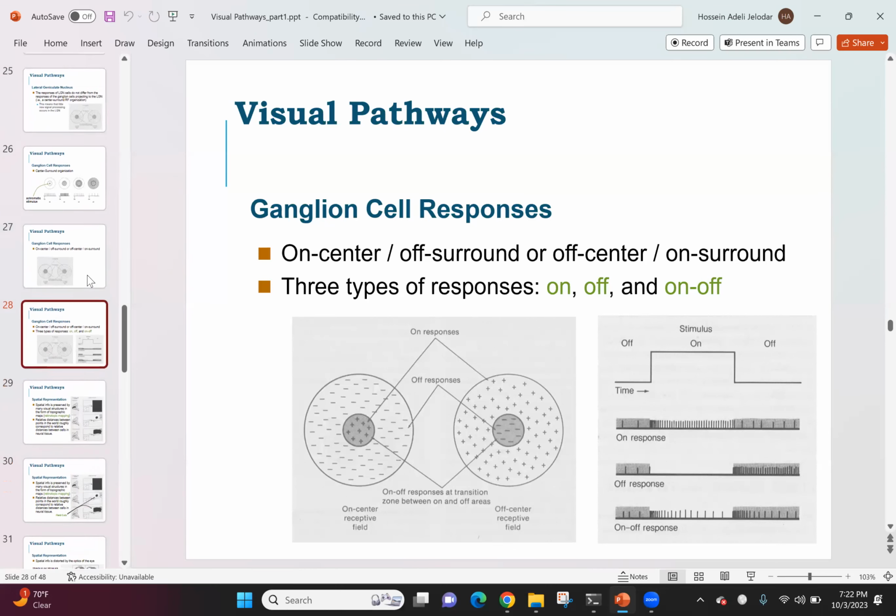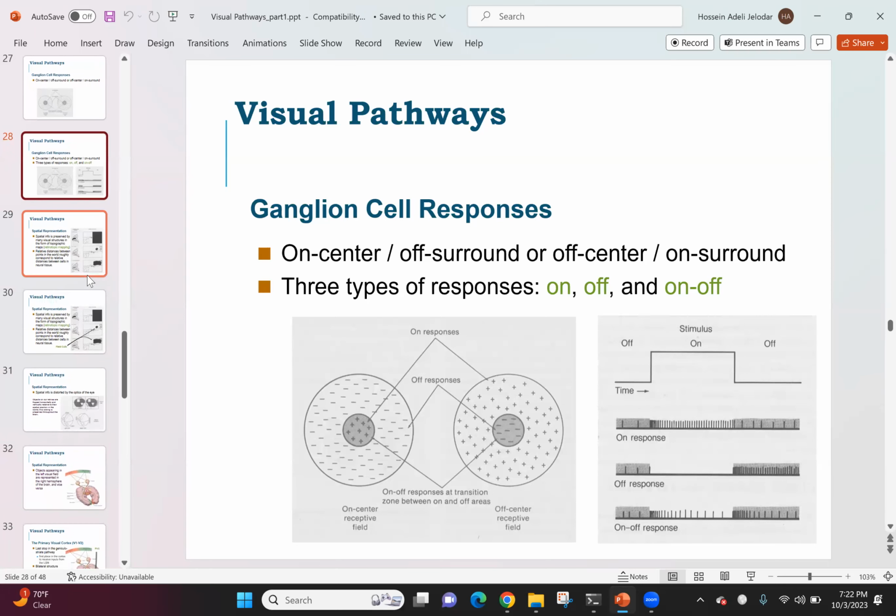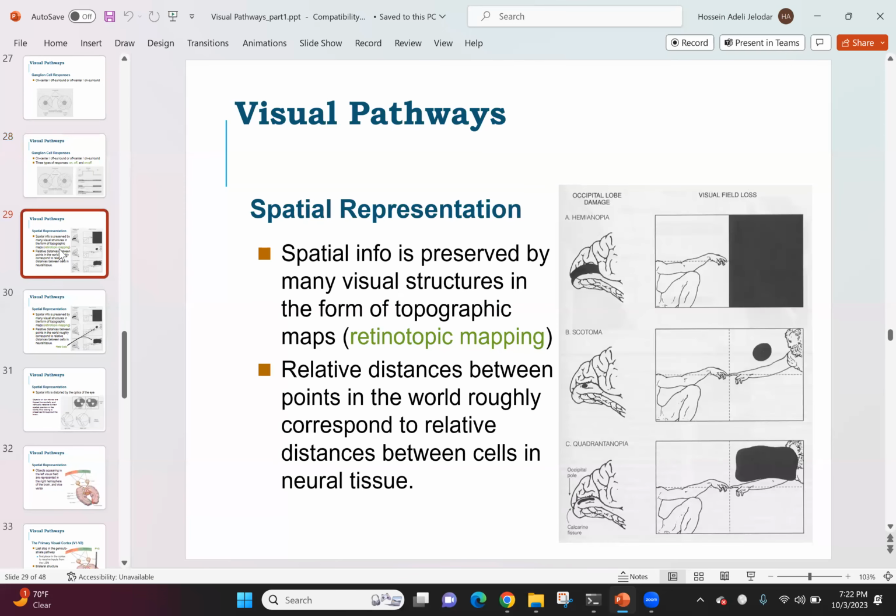There are all sorts of cells. Again, we talk about some of them, but there are a lot of other different kinds of cells in the visual system. Okay. So something that is very interesting about the visual system is the idea of the spatial organization of it. Now, we're going to talk about this a lot.